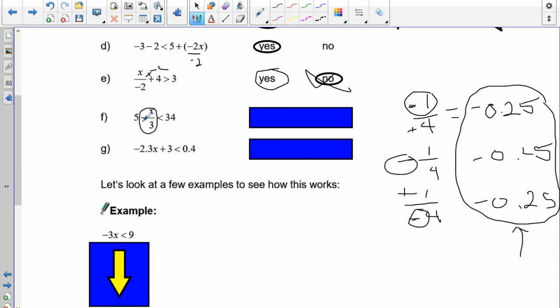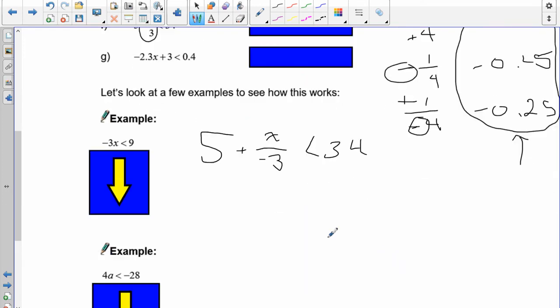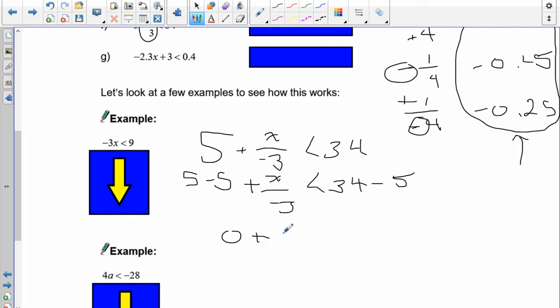What I would do in this situation is I would probably change it to be 5 plus x over negative 3 is less than 34. Then I would deal with the 5 by taking away 5 from each side. And whatever I do to one side, I've got to do to the other. So this becomes 0 plus x over negative 3, and this less than 29.